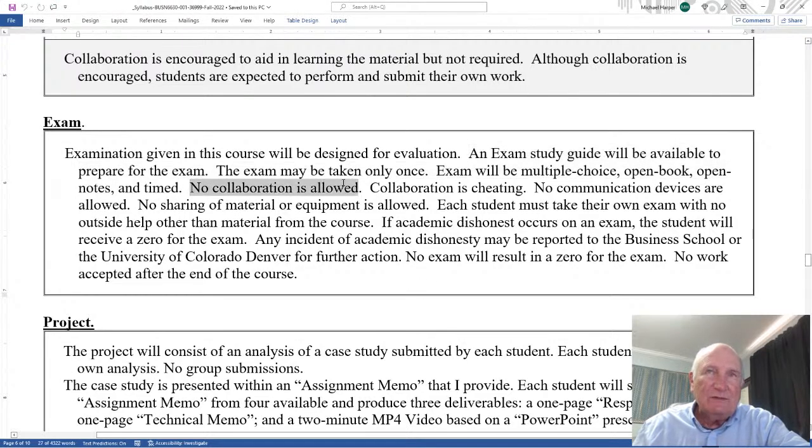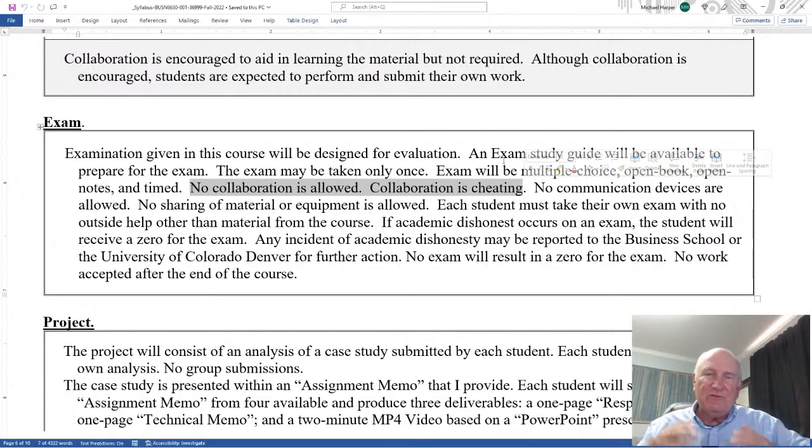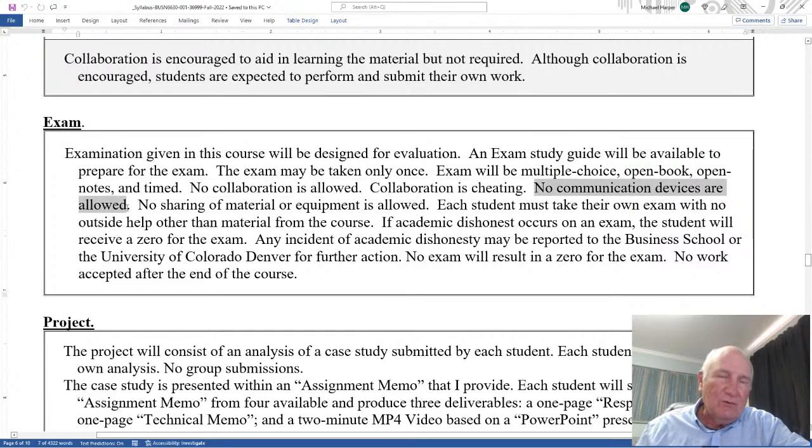No collaboration is allowed. Collaboration is cheating. So do not get help. Everyone does their own exam. Don't collaborate with any other person. Only use material in the course. No commercial devices are allowed, like phones or anything like that, to get information. Only information from the course. No sharing of material or equipment is allowed. Each student must take their own exam with no outside help other than the material from the course.